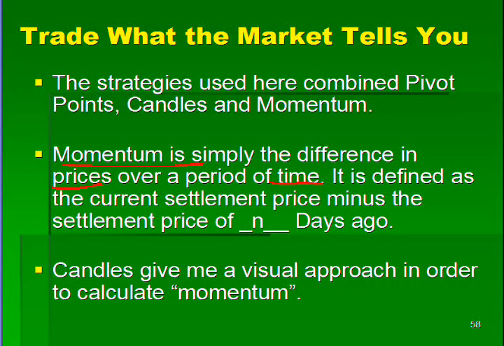So you could say what the strength or weakness of the momentum is by where price is, the current price, minus the settlement price of 10 days ago, 5 days ago, 50 days ago. So that's how you can utilize a momentum study, and there is a momentum indicator that uses that exact formula. But candles, they help, and they are the second dimension of what we're using pivot point analysis for, to help us identify the change in momentum in a visual approach, and that will help us calculate the momentum of the market.